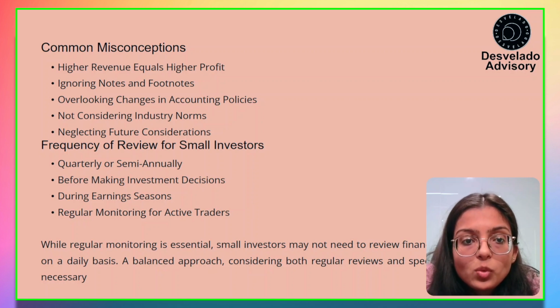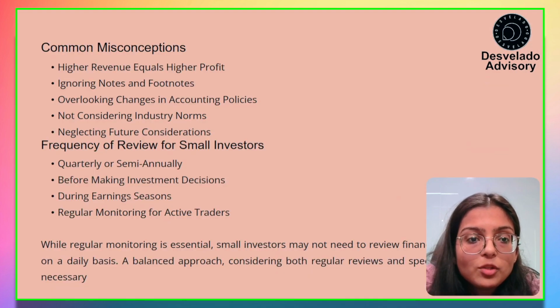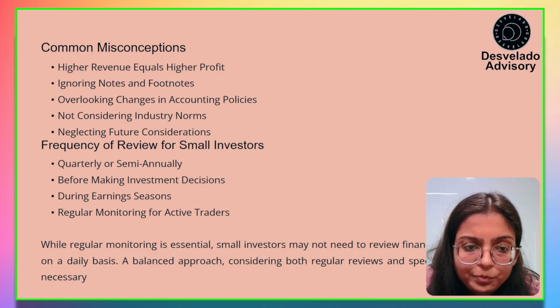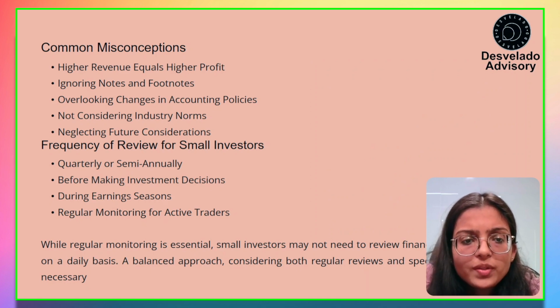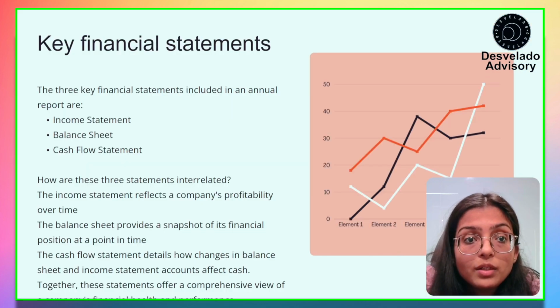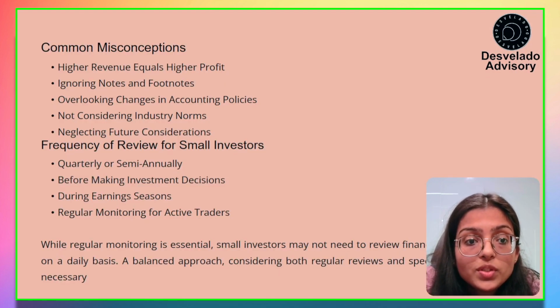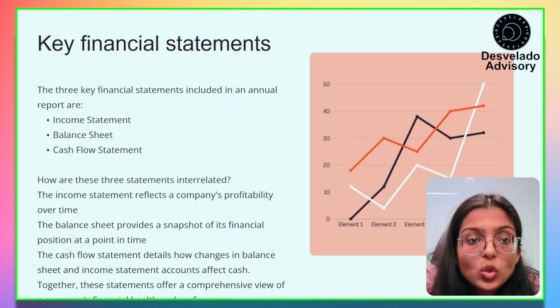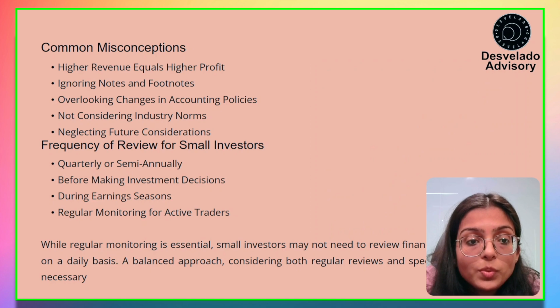Now, what should be the frequency of review for small investors? Small investors or retailers should be looking at financial statements quarterly or semi-annually. There can be situations where they're going to make significant investment decisions, and then they can have a look at financial statements. During earnings seasons, investors should mainly look at the financial statements or follow the news.